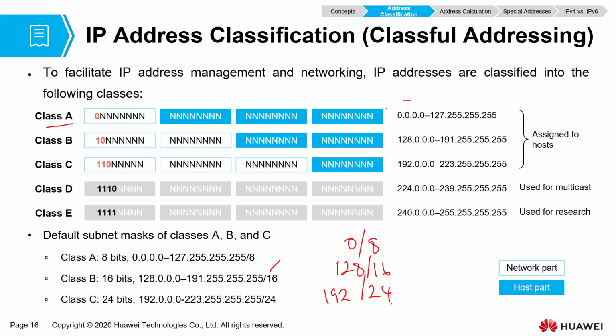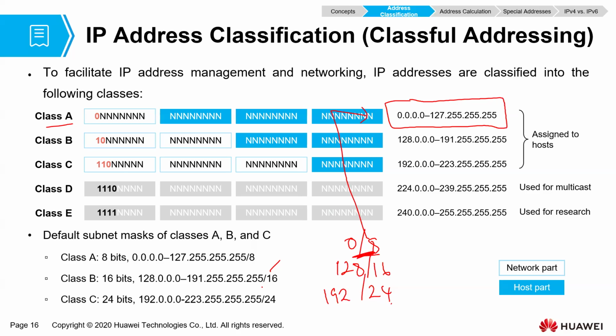Class A, this is the range. For easy understanding, you can use this value as we go. What I've written, 0/8, basically means the same thing as this. So the range of IP addresses identifies the class.